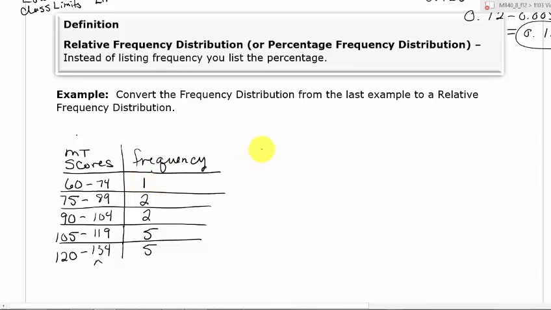And so we're just going to copy this down. Whoops, I don't need a dash there. And here we want to have listed relative frequency.